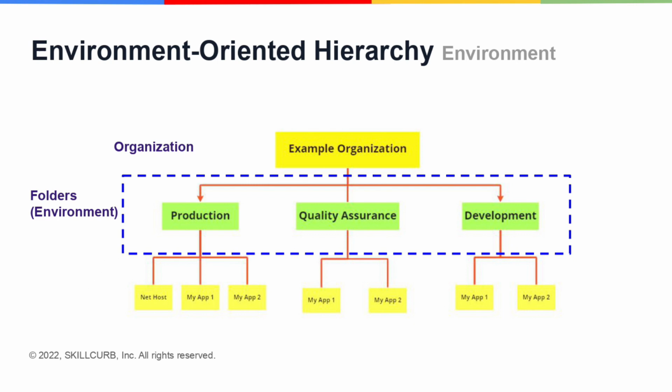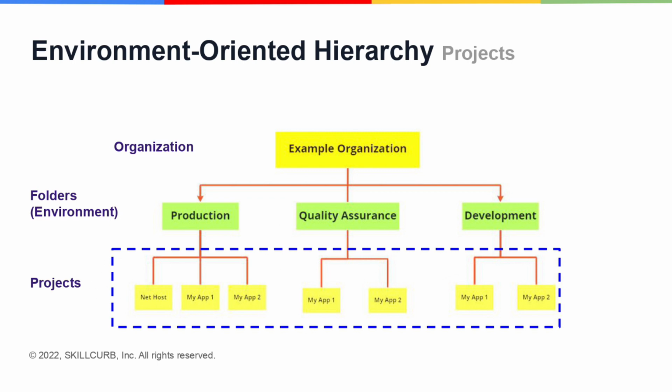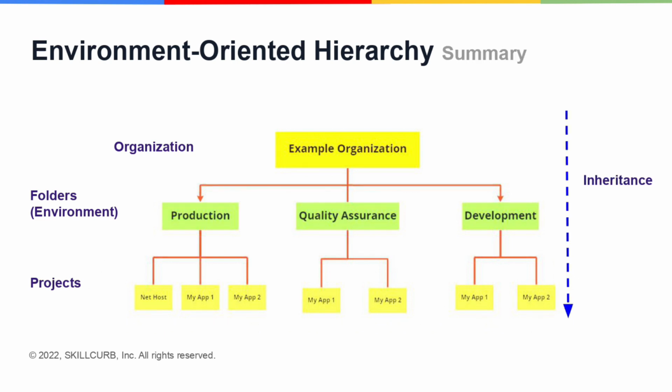Production, quality assurance, and development are the different environments within a folder. Within folders, you will find projects. No two folders will hold the same project. You have two apps in this example, My Application 1 and 2. Now, both of these applications have multiple instances deployed in each environment. Because it only has 3 layers, this hierarchy is easy to create, but it can present problems if you need to deploy services that are shared by several environments.